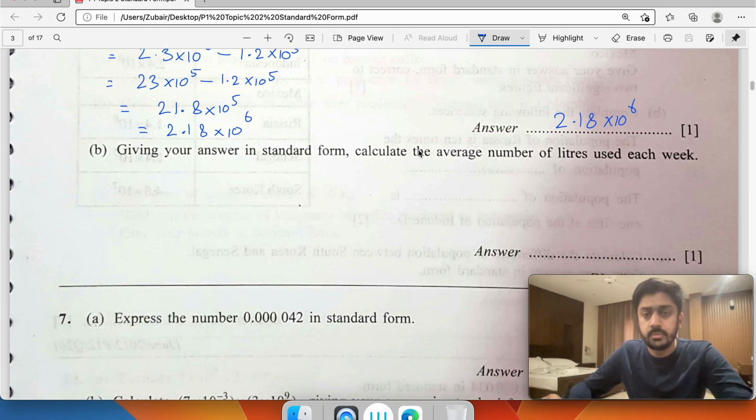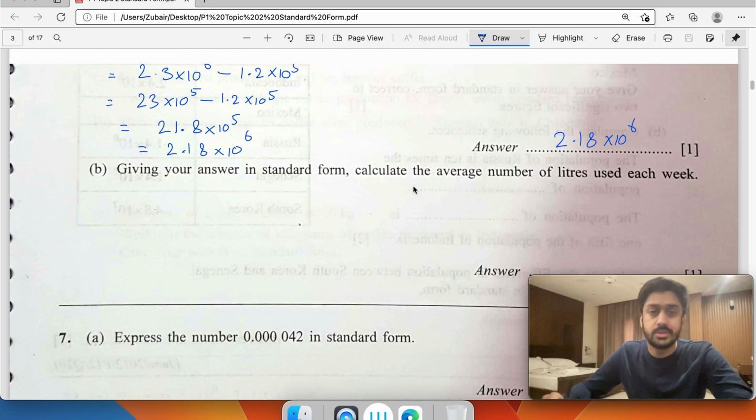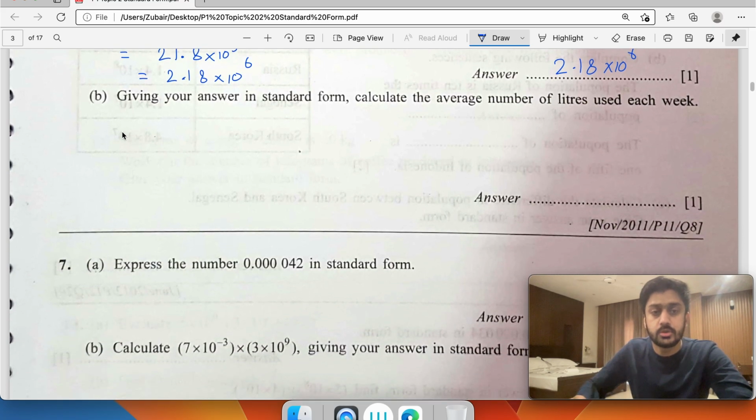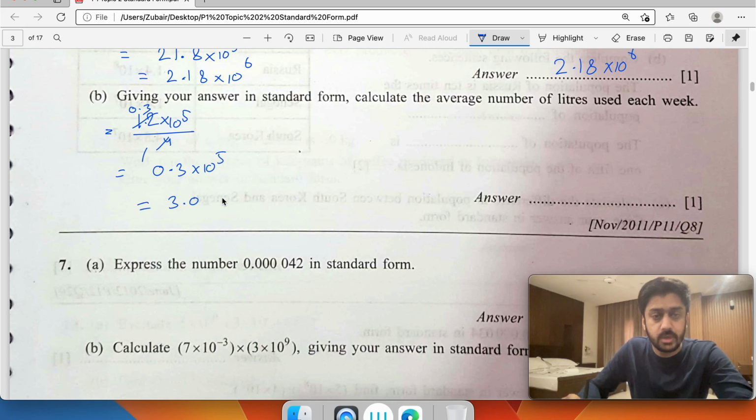Giving your answer in standard form, calculate the average number of liters used each week. So these are the number of liters used in 4 weeks. So 1.2 into 10 raised to power 5 divided by 4. So 4 1 times, this is 0.3. 0.3 times 10 raised to power 5. Convert it into standard form, decimal after the first digit. We increased from here, so we decrease from the other side.